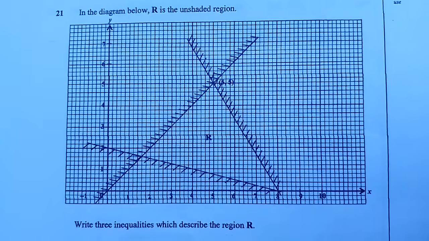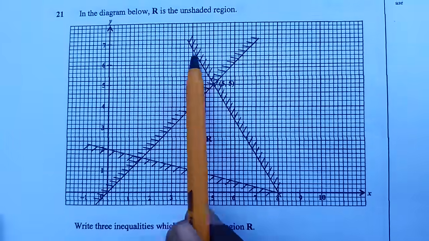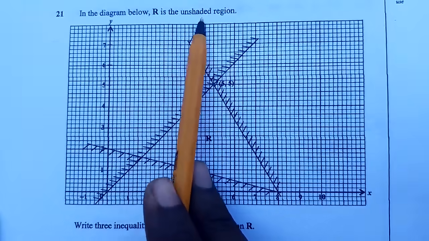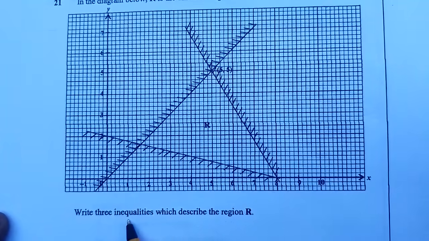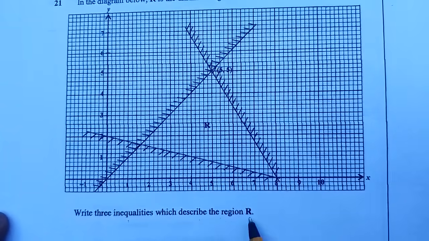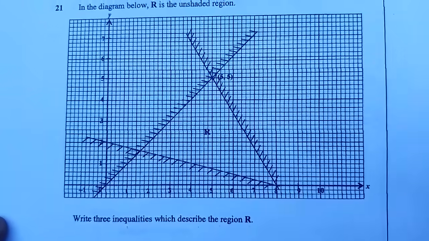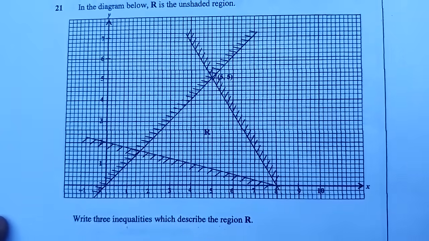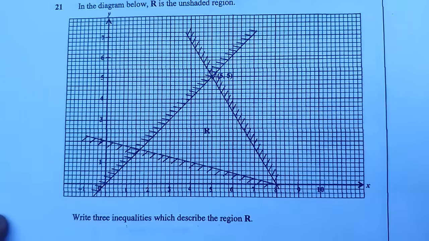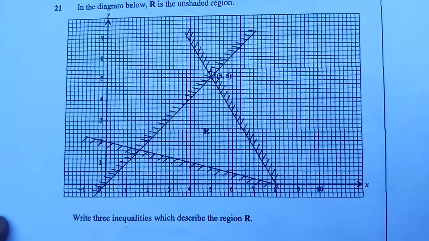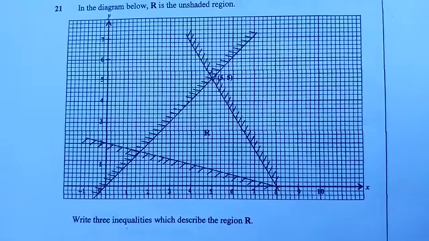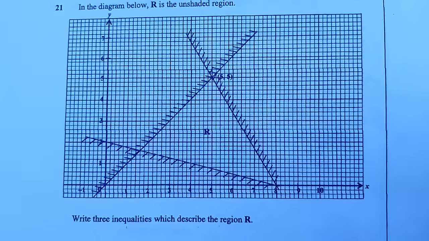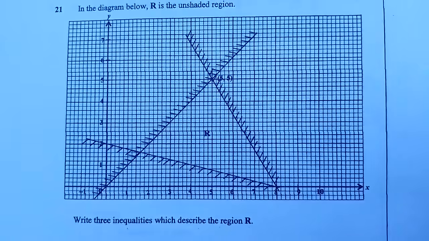So in the diagram below, R is the unshaded region. The first question: write 3 inequalities which describe the region R. So we want to write the 3 inequalities that would describe the region R. This is what we are going to do. So how can we write the 3 inequalities that would describe the region R?